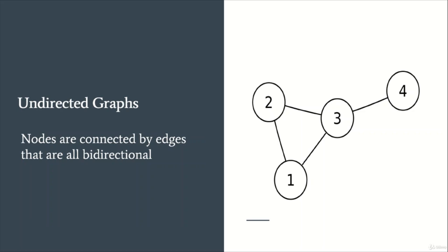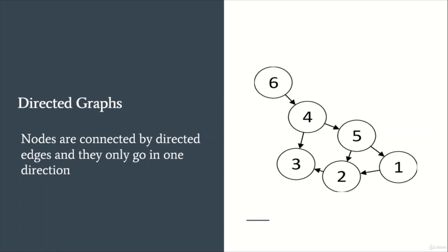In an undirected graph, nodes are connected by edges that are all bidirectional. For example, if an edge connects node 1 and 2, we can traverse from node 1 to node 2 and from node 2 to node 1.